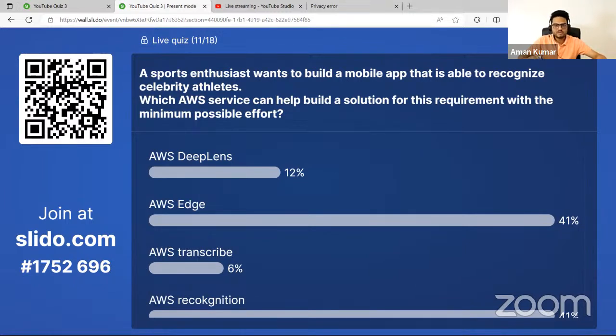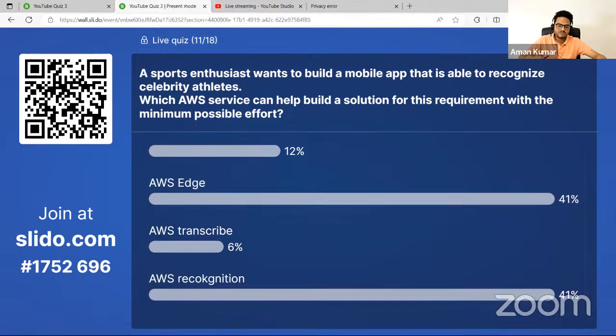It does not have the inbuilt capability of recognizing a celebrity, which is what this question is all about. AWS Edge gives you the capability of deploying your machine learning or deep learning model on edge devices. For example, you want to deploy a model on a robotic arm, or in your car, or on some kind of movable device. That's what Edge is. Transcribe is all about understanding. If I'm speaking something, it will take that and understand it, and convert it into an analyzable format. That is what Transcribe does.